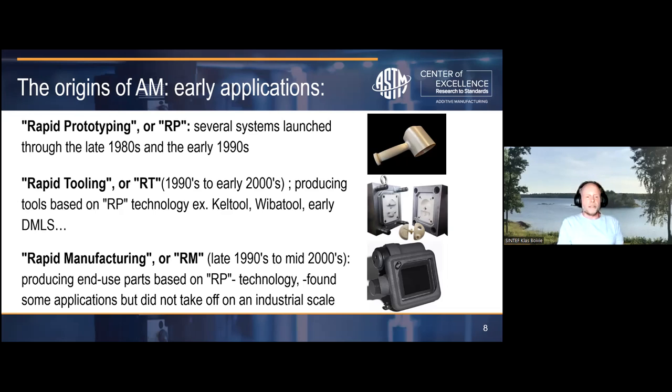They're usually based on trying to use what was then conventional rapid prototyping technology, and then convert these prototypes into tools. There was something called Keltool, and then something called DMLS, which was launched by EOS. And then with rapid manufacturing, we said, okay, why don't we make final parts directly by rapid prototyping, and call it rapid manufacturing. It got some applications in special cases, but it really did not take off on an industrial scale. It was basically some niches.